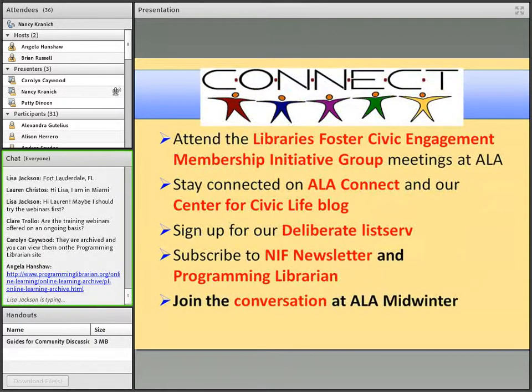So how do you learn more then about how to do these kinds of forums? Well, within the American Library Association, we have several groups that are involved in these issues. One is just a membership initiative group that's called Libraries Foster Civic Engagement Membership Initiative Group, and we meet on Sunday mornings of ALA, and that is totally open, and it's a great place to hear about what's going on in other places and talk about what you're doing and share.